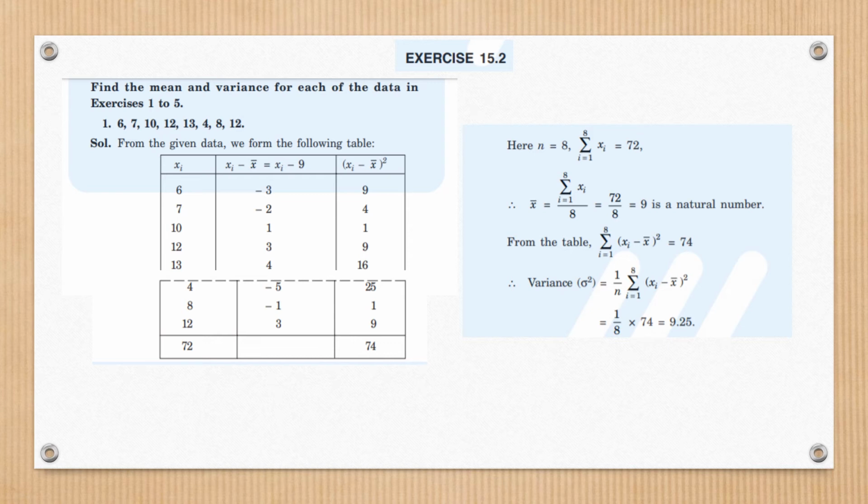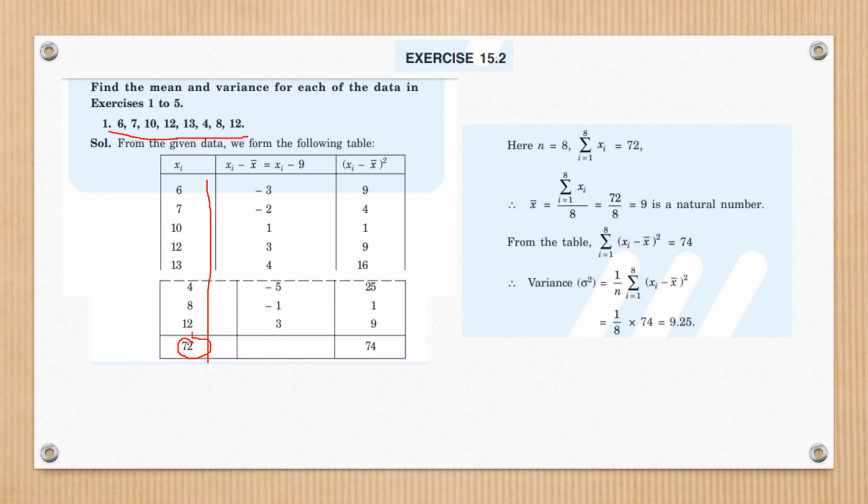Okay, so this was all regarding 15.1. Let's start with 15.2. Here you have to find the mean and variance for each of the data in exercises 1 to 5. These are your observations, again the ungrouped data. So this is your xi. All the observations are your xi, and the total is 72.